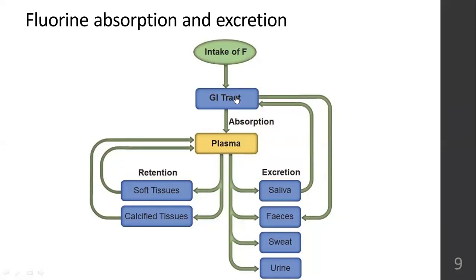Excess fluorine will be taken out from your body through feces, sweat, and urine. Too much fluorine goes out of your body through saliva, feces, sweat, and urine. What is retained? 95% of the fluorine is found in your calcified tissues, that is your bone and teeth. Only 5% of fluorine is seen in the soft tissues.